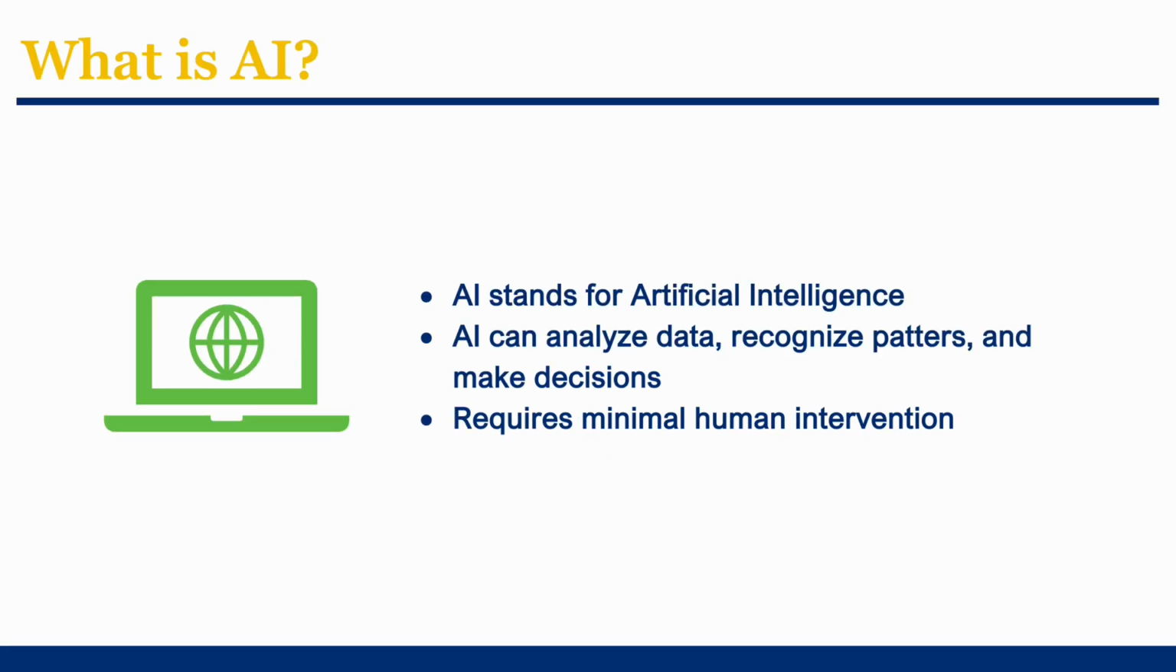AI, or artificial intelligence, refers to the simulation of human intelligence in machines that are programmed to think and learn like humans. AI can analyze data, recognize patterns, and make decisions with minimal human intervention. In the context of social media, AI tools can generate content, schedule posts, analyze engagement, and much more. These capabilities can save you time and effort, allowing you to focus on other aspects of your childcare business.